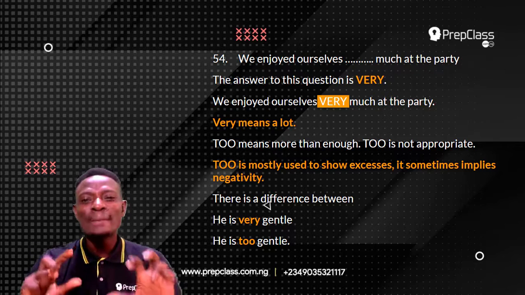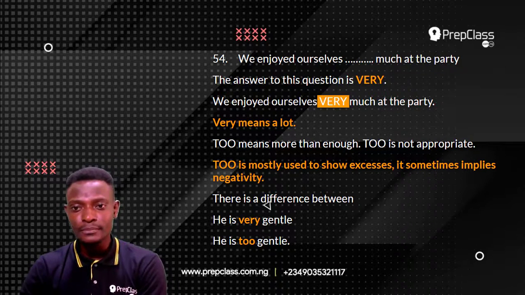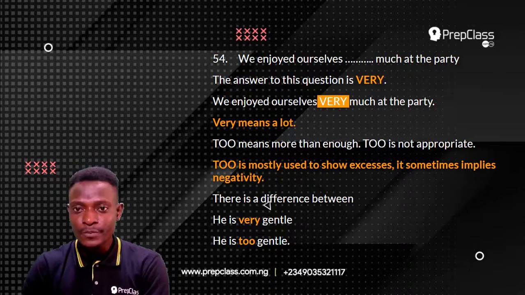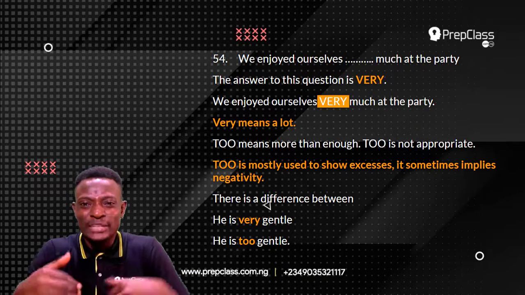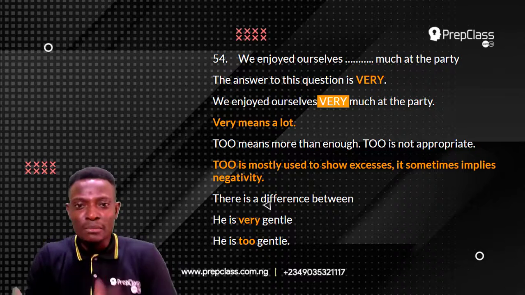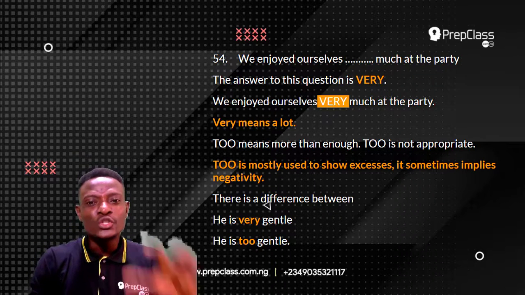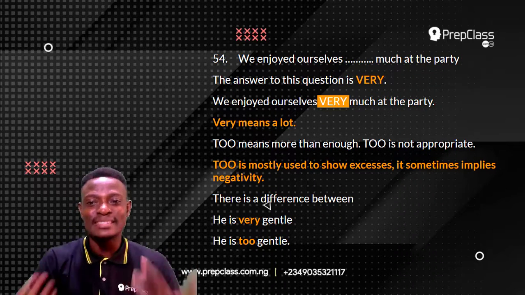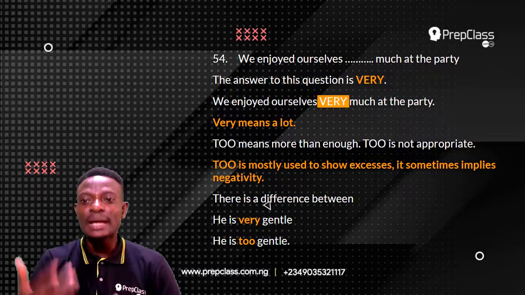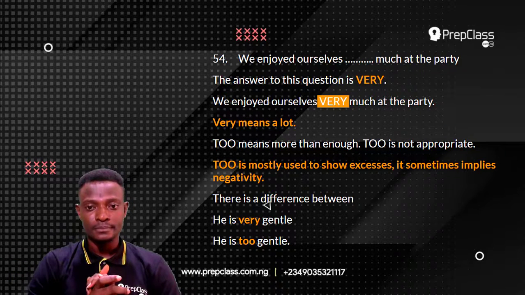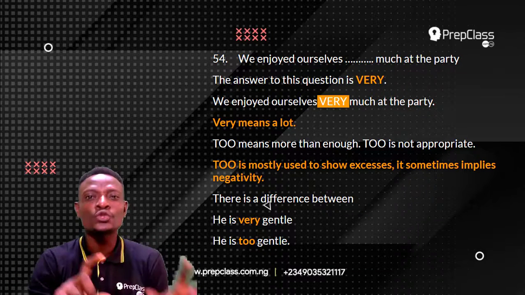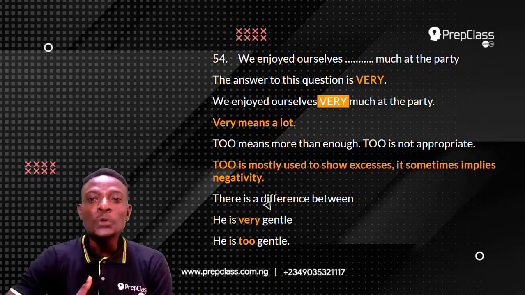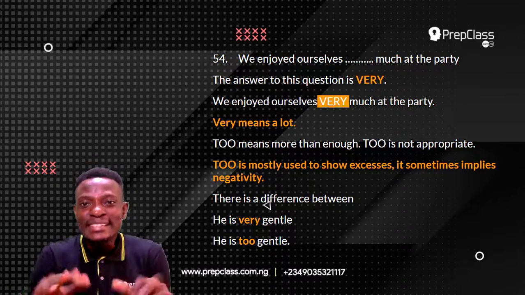Now, too means more than enough. Using too is not appropriate because we cannot actually say we enjoyed ourselves more than enough, but we can say we enjoyed ourselves a lot. Remember, very means a lot. Too is mostly used to show excess. It sometimes implies negativity. There is a difference between is very gentle and is too gentle. Too shows excess. Very is enough.